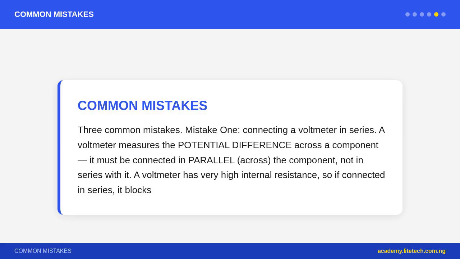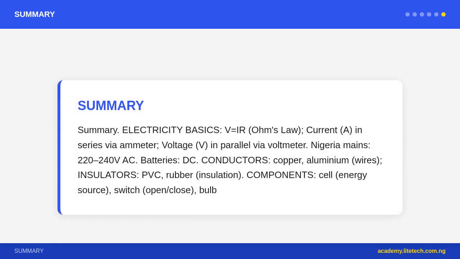Mistake 3. Working on a live circuit. Never make connections on a live circuit, even at low voltages. Accidental short circuits can cause sparks, burns, and component damage. At 220V mains, it can kill. Always isolate, switch off and disconnect before working.